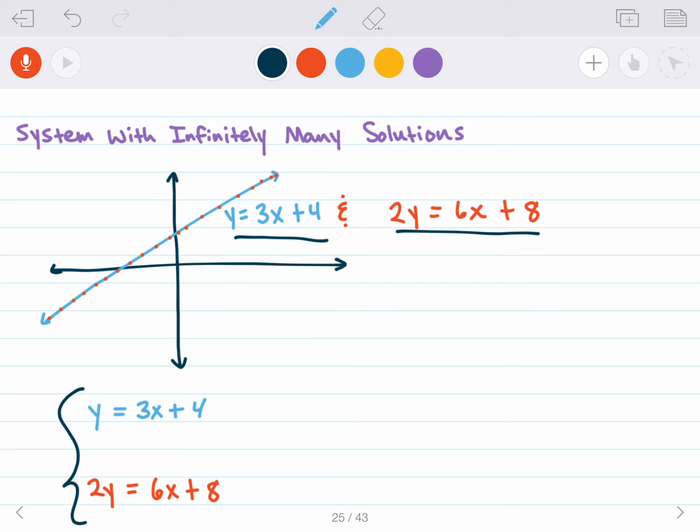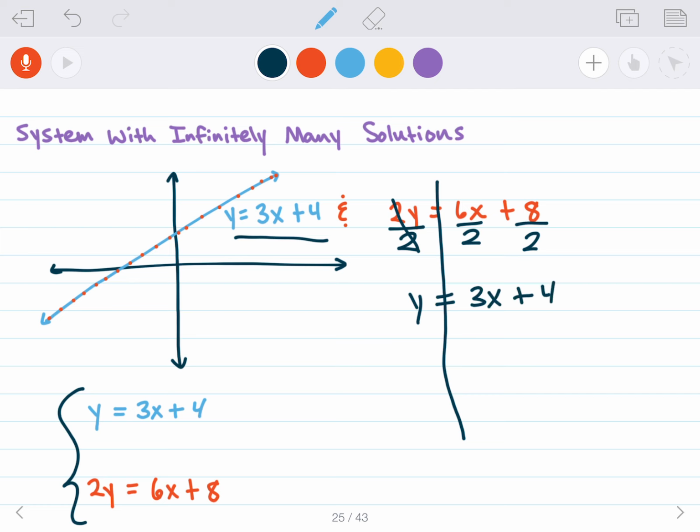But with the red line, if I solve for y, if I isolate y to get it in y equals mx plus b, I divide both sides by 2. I divide everybody by 2, and I get y alone. And 6x divided by 2 is 3x. 8 divided by 2 is 4. And so I can see now that, oh, that was the same line all the time. And when you have the same exact line, you're going to have infinitely many solutions.